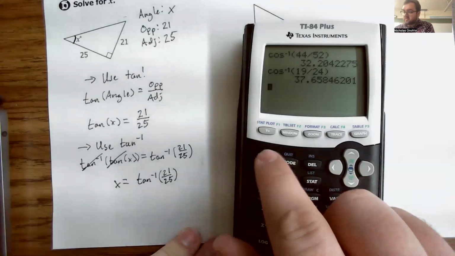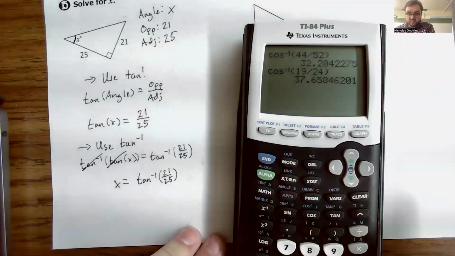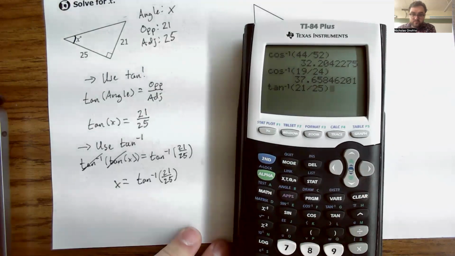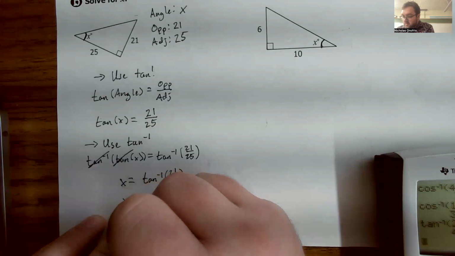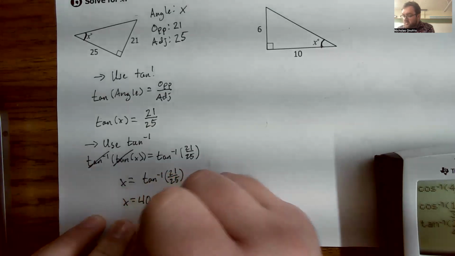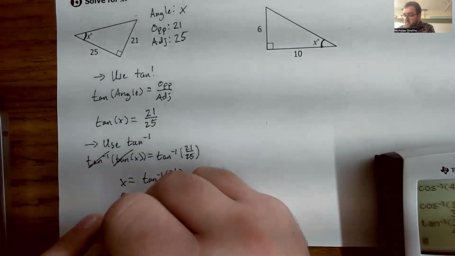Go ahead and plug that into your calculator. Second, tan, 21 divided by 25. It's going to give you X equals 40.03 degrees.